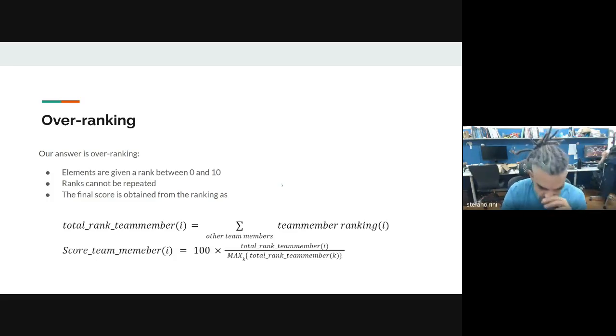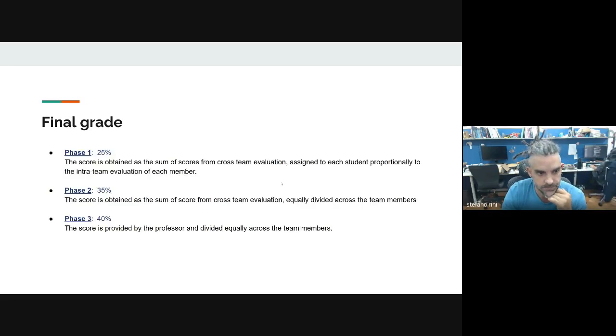You will not without repetition, and then you know that this is a relative ranking, and then we'll convert this into a score. Final grade, phase 1, 25%, because as we said, there's a lot of randomness in your performance of phase 1, and we don't want people to be too concerned about this. If you end up in a bad team, sometimes it happens. Some people don't work.